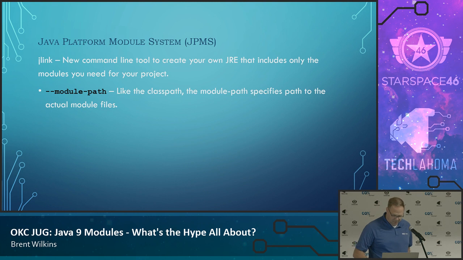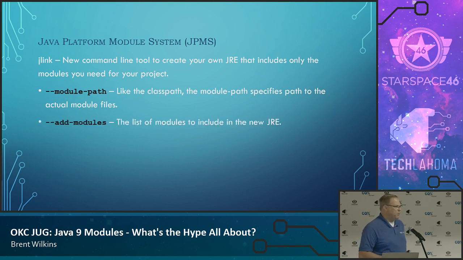It also has a module path, and you give it the module path to where the modules are at, but then you have to tell it which of those modules you want to add to your JRE. For the first one, you can just give it the path. You don't have to explicitly give it one particular jar file. You can just give it the whole folder. But that folder may have hundreds of jars in it, and then add module just says, I only want to add these modules to my JRE.